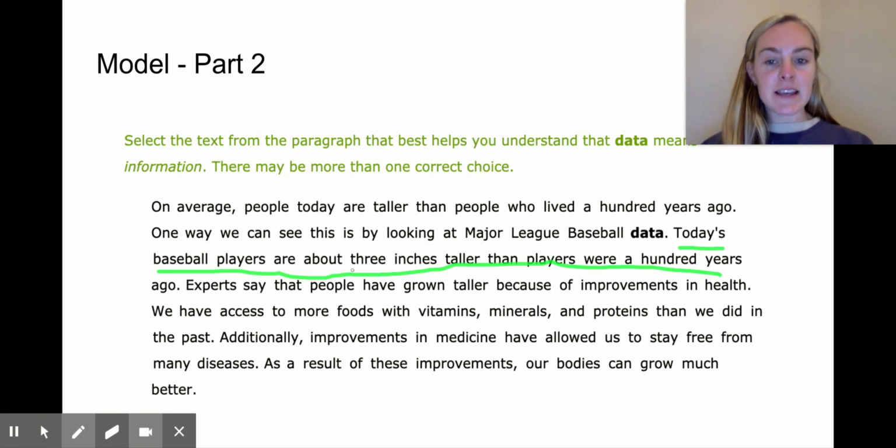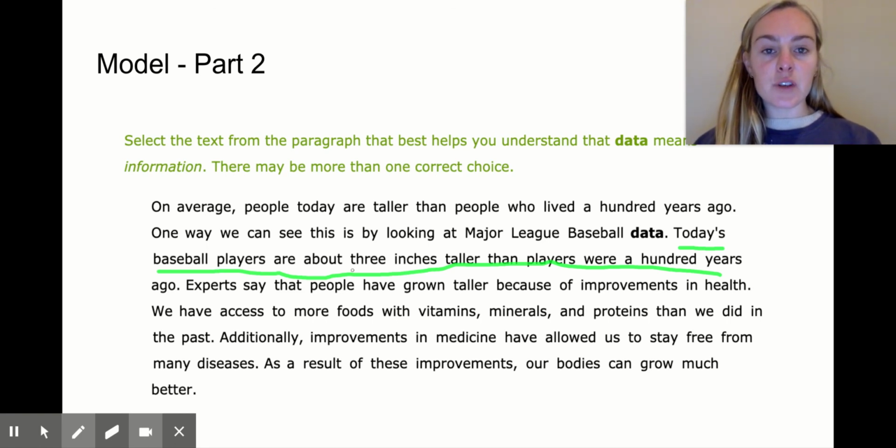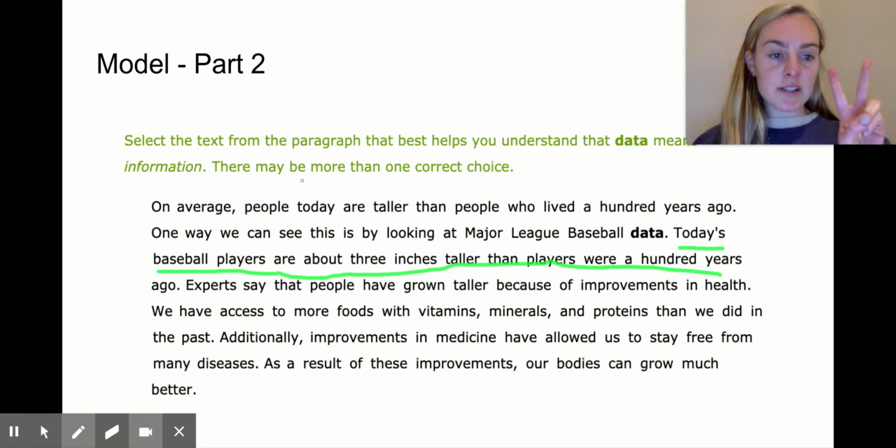So friends, in your Google form, you are going to do exactly what I did in my model. You are going to identify what the bold word means, and then you're going to find a sentence that gives you information about what it means. So there are two things you're going to do. What are the two things that you're going to do? You're going to find what the bold word means, and then you're going to find text evidence to help you support that meaning.